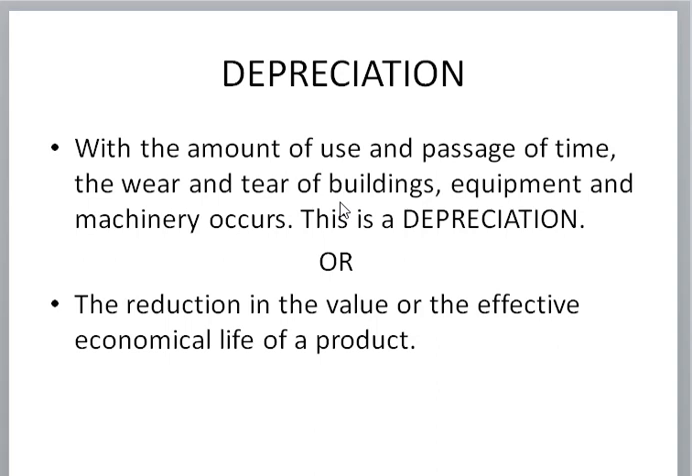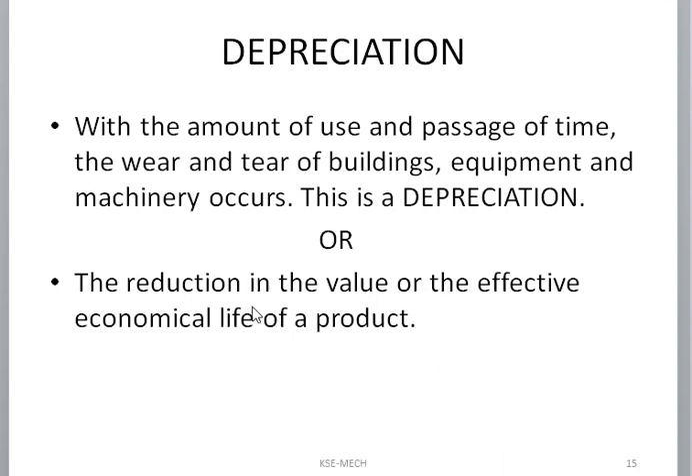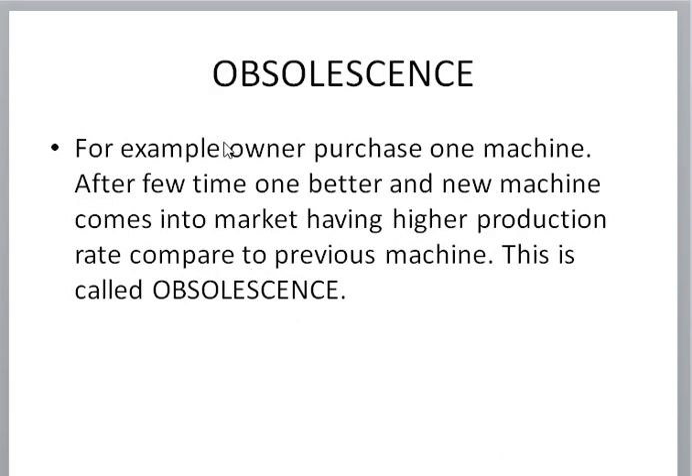If we build one building today, after 10 or 20 years the building is not in the same condition. Some wear and tear is there in our building, so that is called depreciation, or in other words, the reduction in the value or the effective economic life of a product. It is called depreciation. And the next one is obsolescence.